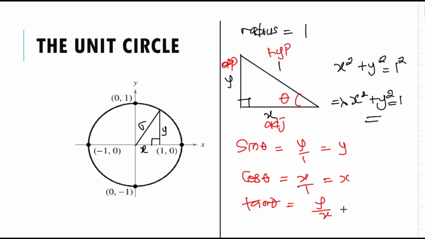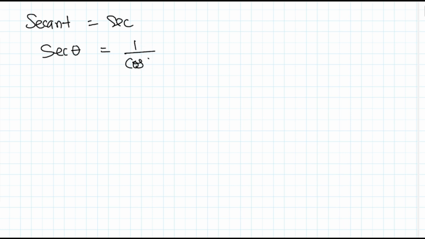So this is what we basically have for a unit circle, and these parameters derive their definition from the unit circle. We can extend this to secant. Sec theta is equal to 1 over cos theta, so that will be equal to 1 over x, and then cosecant, which is cosec.